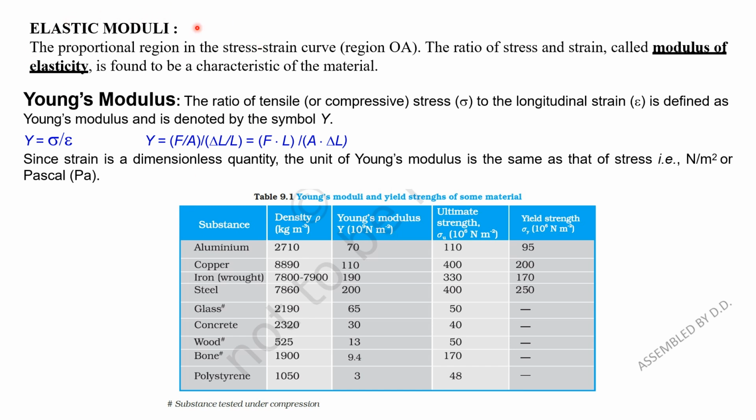Next one, the elastic moduli. In the proportional region of the stress strain curve, that is the region OA, O to A that we have already seen, the ratio of stress and strain is called the modulus of elasticity. It is found to be a characteristic of the material. Young's modulus is given by the ratio of tensile or compressive stress to the longitudinal strain. It is denoted by the symbol Y. So Y is equal to sigma by epsilon. Since strain is a dimensionless quantity, the unit of Young's modulus is the same as that of stress, that is Newton per meter square or pascals.